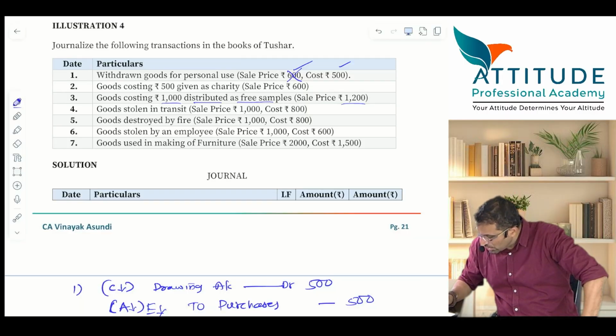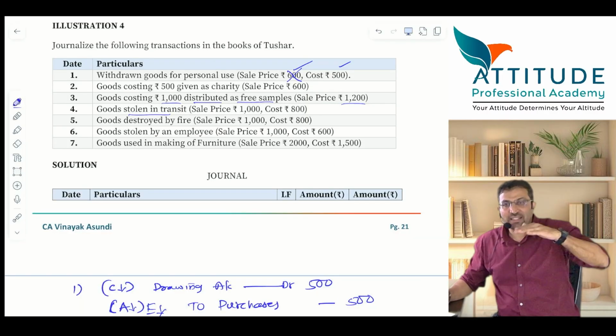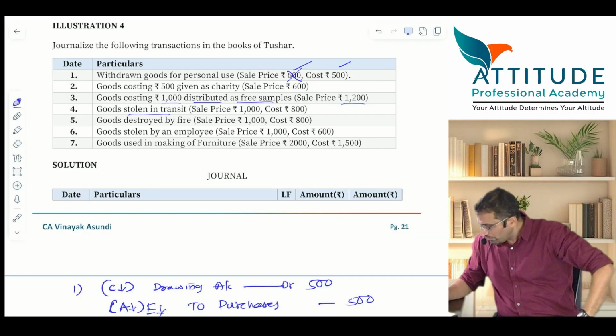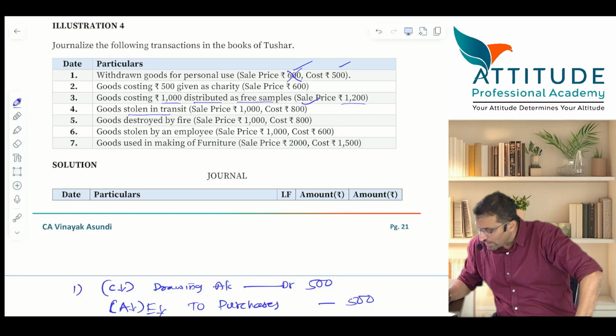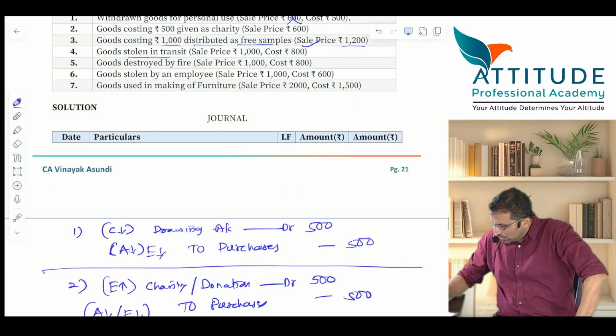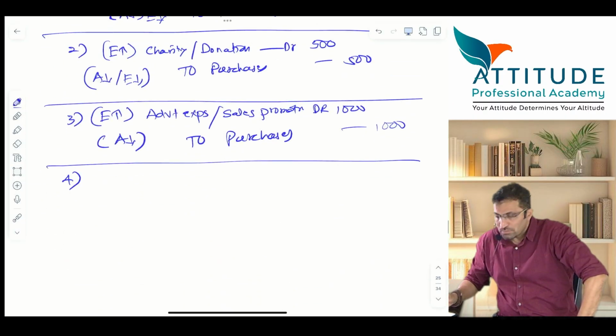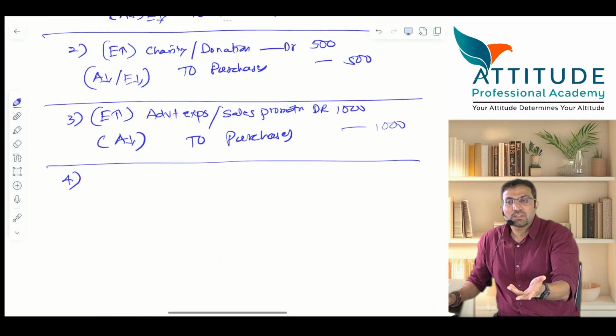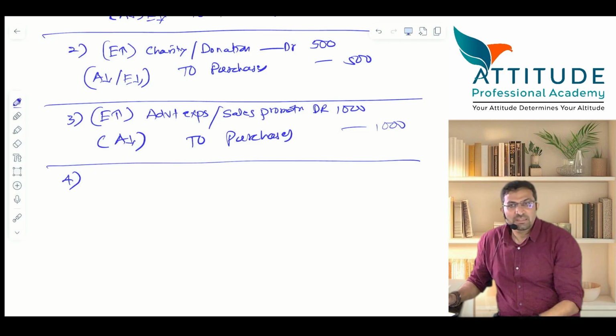Fourth. Goods stolen in transit. Means when the goods are in transit, they are stolen. They should also be recorded at what price? Cost price. Is that clear? Now, purchases will come down. Yes or no? Because goods which are purchased are what? Stolen. Yes?